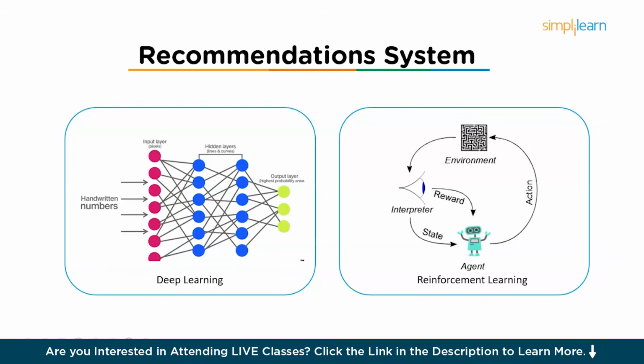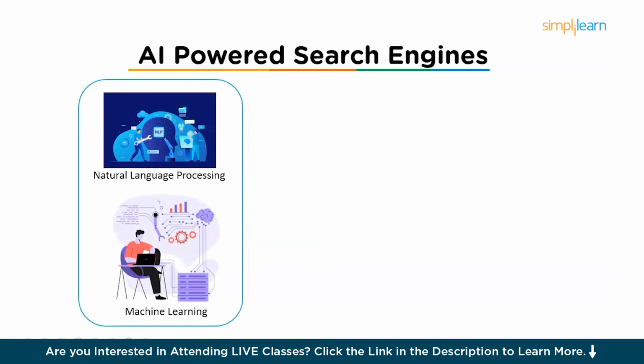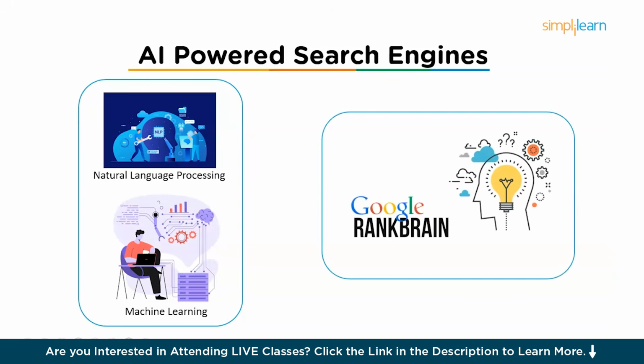Now moving on, we have AI-powered search engines. For example, Google Search, Bing AI, and Perplexity AI. Now we will understand how they work. Here AI enhances search engines using NLP, machine learning, and knowledge graphs. It refines the search results, provides personalized answers, and predicts user intent. For example, Google's RankBrain AI ranks search results based on relevance and user behavior.